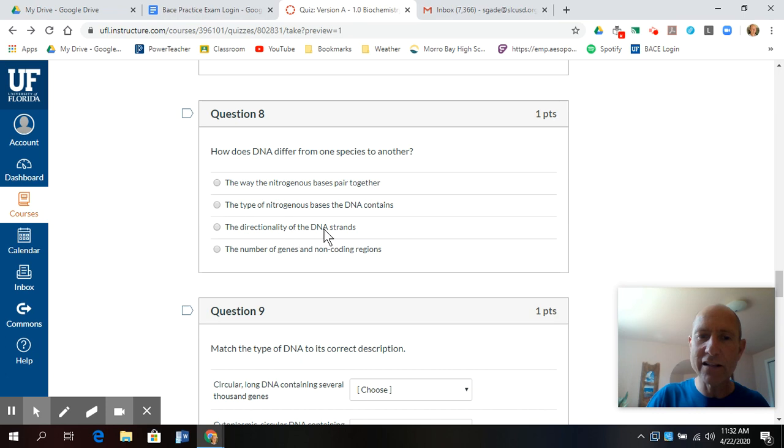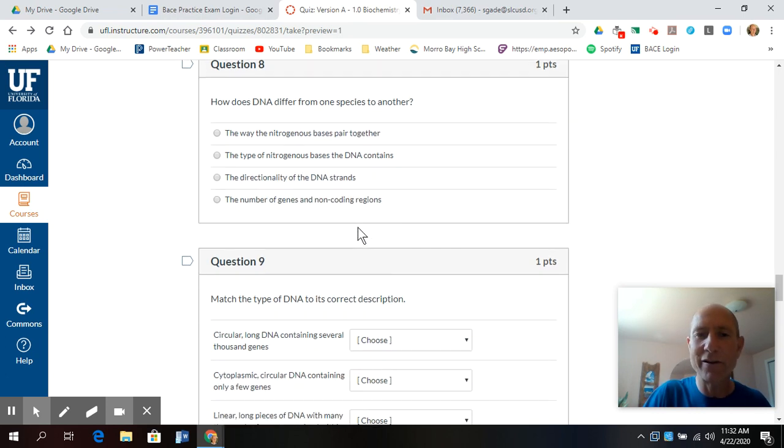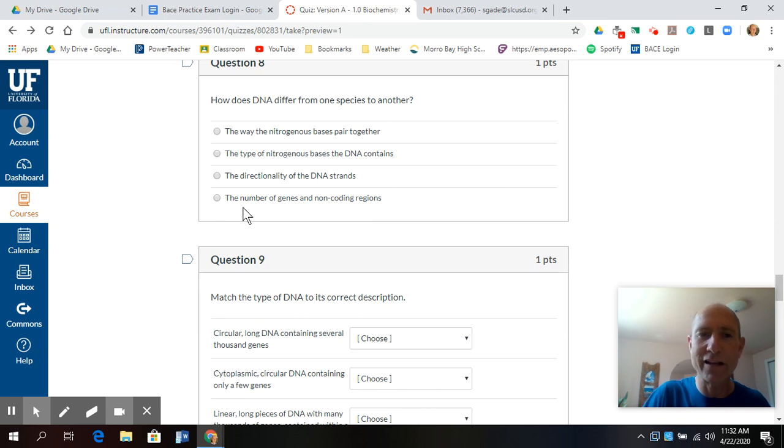The directionality of the DNA strands. It's always 3' to 5' on one side and 5' to 3' on the other. The number of genes and non-coding regions. Yeah, this is a possible answer, and it's the best answer in this poorly written question. Different organisms have different numbers of genes, and they have different segments of DNA that do not code for genes. So now you know.